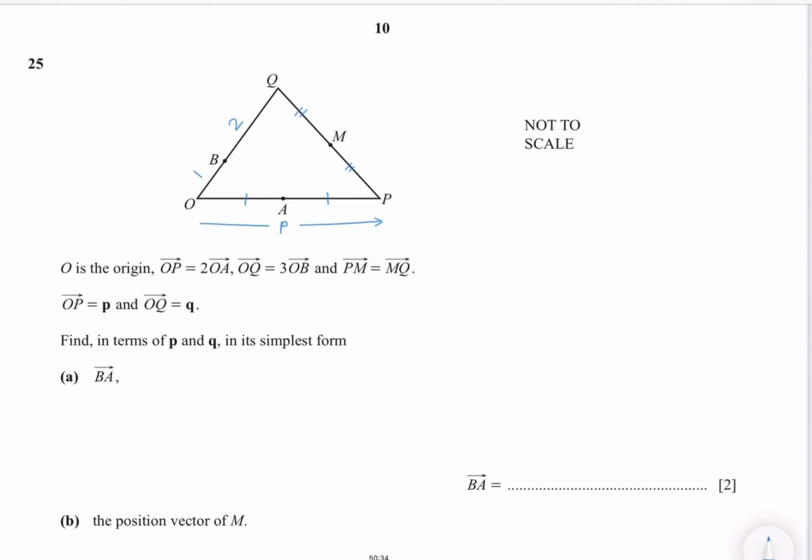So BA is BO plus OA. BO is minus 1 over 3 of Q plus OA is half of P. Or you can write 1 over 2 P minus 1 over 3 Q.